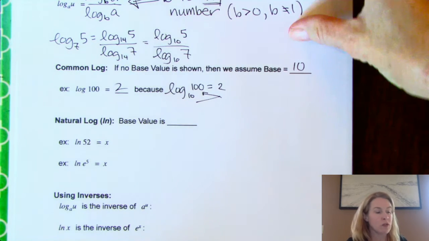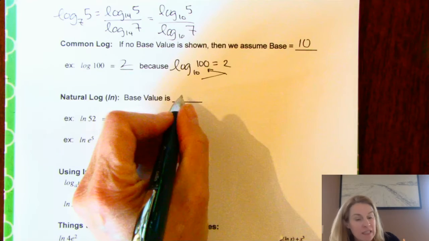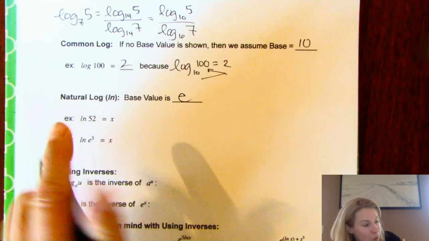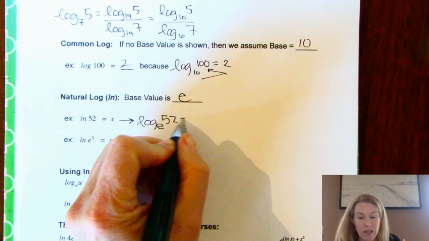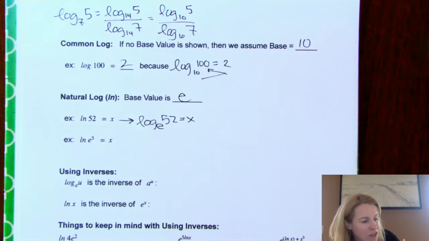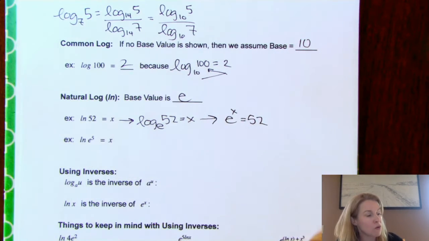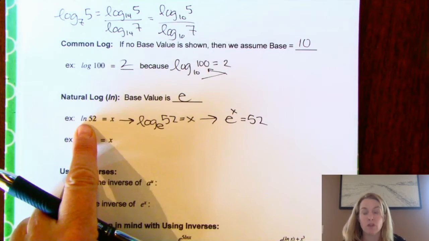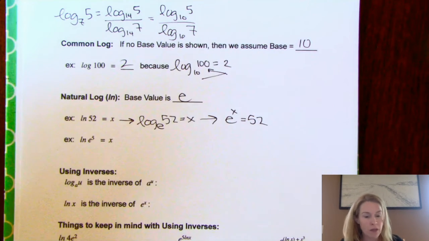Another log that we use a lot is ln, natural log, and of course that base value is e. So ln of 52 equals x. What that really means is log base e of 52 equals x. What that really is asking you is e to what power gives you 52. And of course, you can use your calculator to punch in ln of 52 and figure out what power that actually is.